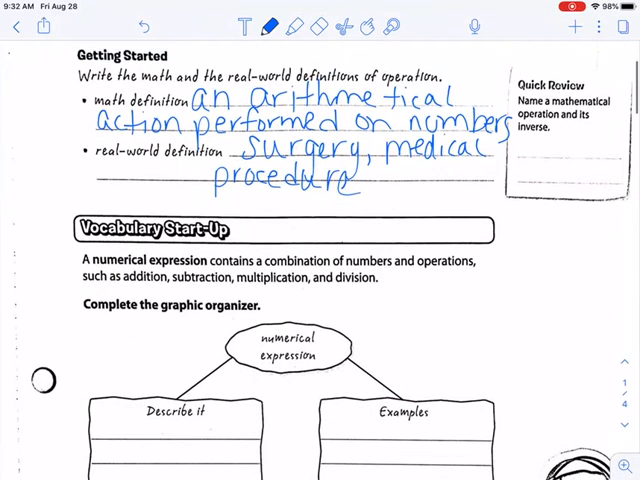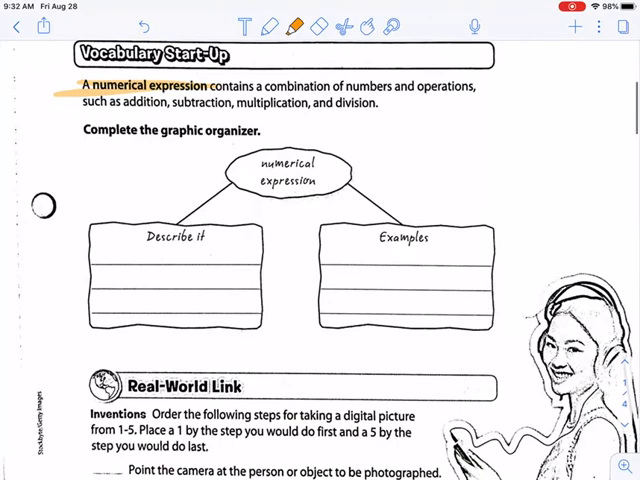So we're going to talk about different operations today. You've heard of order of operations and how that relates to numerical expressions. So a numerical expression is one of your vocab words. It contains a combination of numbers and operations such as addition, subtraction, multiplication, and division. Okay, so you have a graphic organizer here.